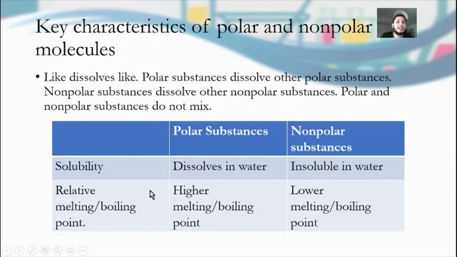Let's talk about the relative melting and boiling point of polar and nonpolar substances. Relatively, the melting and boiling point is usually higher for polar substances, and the boiling and melting point for nonpolar substances is relatively lower. So these are the two types of characteristics that I want you to get from polar and nonpolar substances. The first one being the most important characteristic of polar and nonpolar substances.